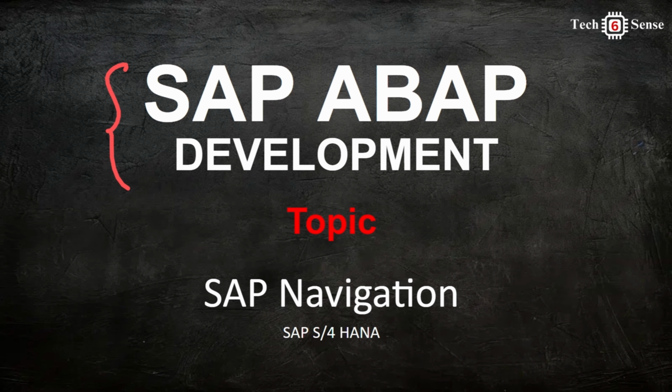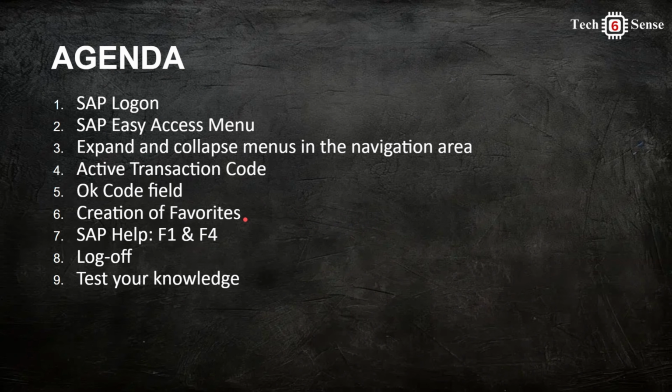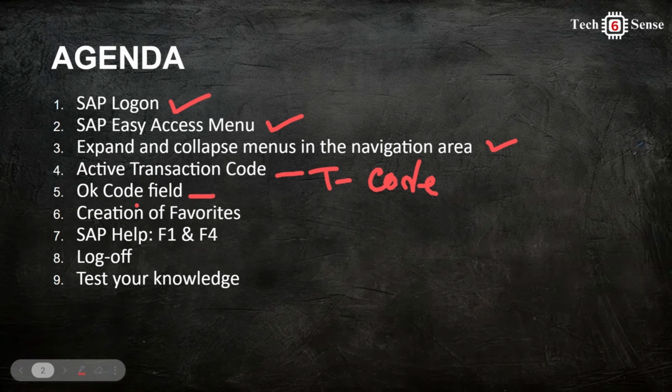In the SAP ABAP Development course, we will start a new topic, that is SAP Navigation. Under SAP Navigation, we will discuss a total of 9 points, like how we can log into the SAP system, the SAP Easy Access menu, how we can expand or collapse the menu, and how we can activate the transaction code. This transaction code is also known as T code. Now, after getting the transaction code for any operation, we have to activate the OK code field, like the search bar, where we have to enter the transaction code to perform any task.